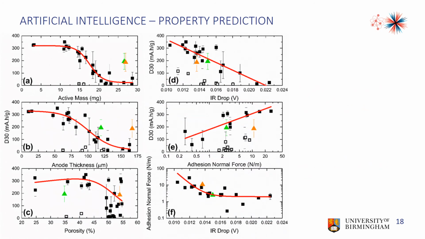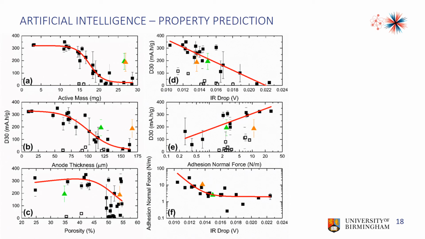After we made sure that the AI produces valid results, the next natural step was to make predictions. Since the fundamental target of this project was to make high energy density electrodes, we requested the AI machine to give us results for electrodes with active masses over 25 milligrams.